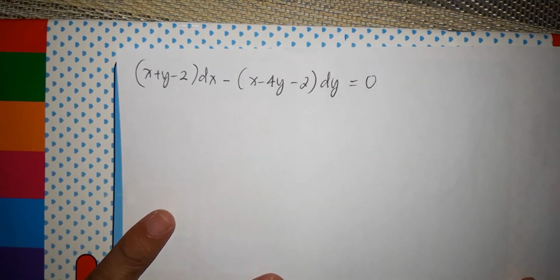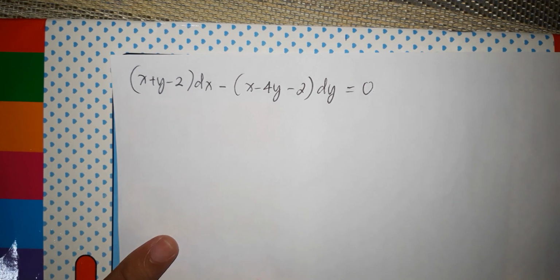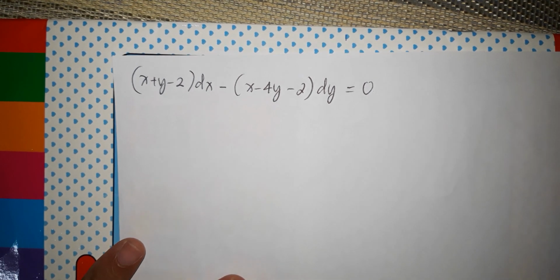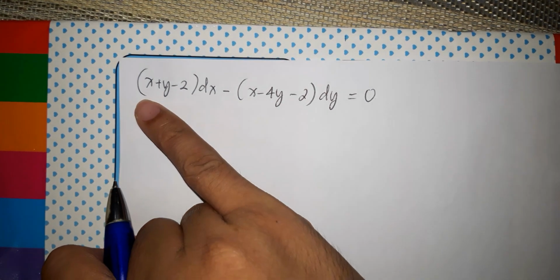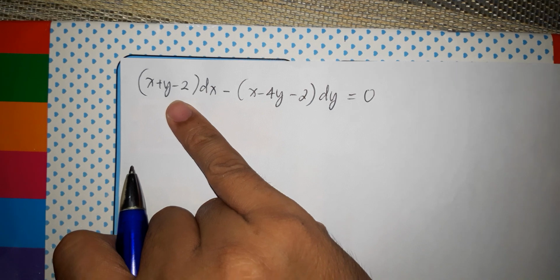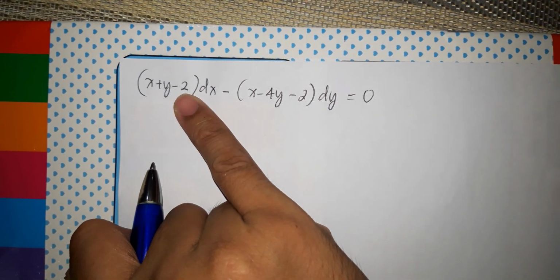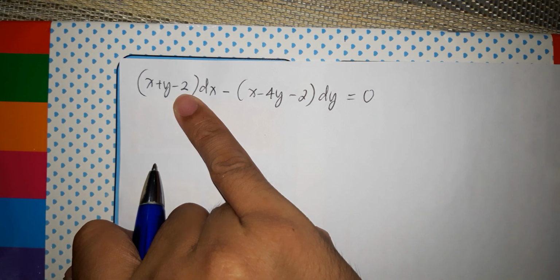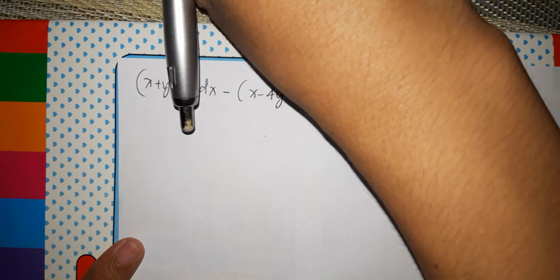Next, our given is the quantity x plus y minus 2 dx minus the quantity x minus 4y minus 2 dy is equal to 0. Again, as you can see, this is not separable kasi meron tayong factor na merong kasama ang x at saka y. It is not homogeneous because of this constant term na ang degree ay 0. So, ang gagamitin natin ay linear in two variables.